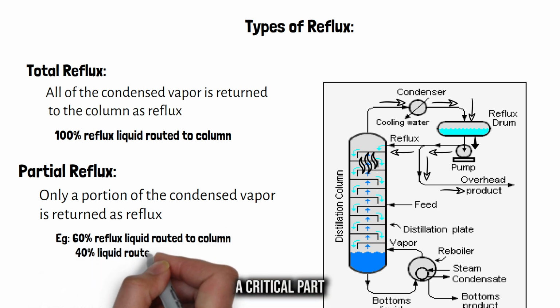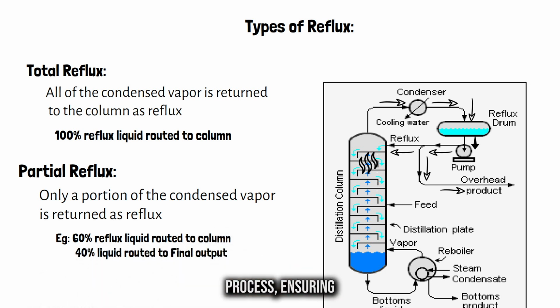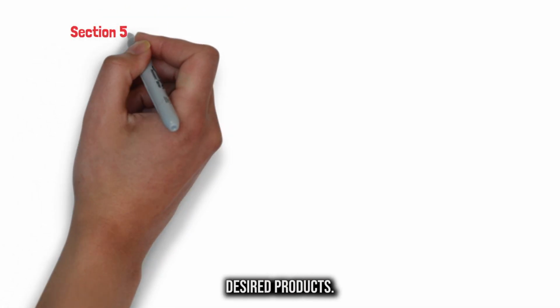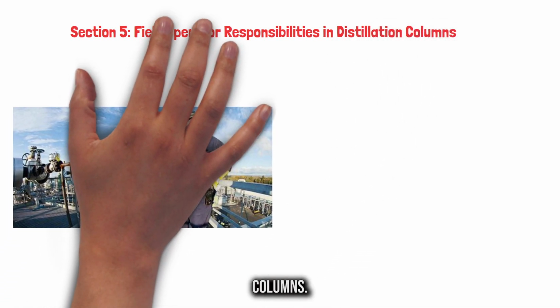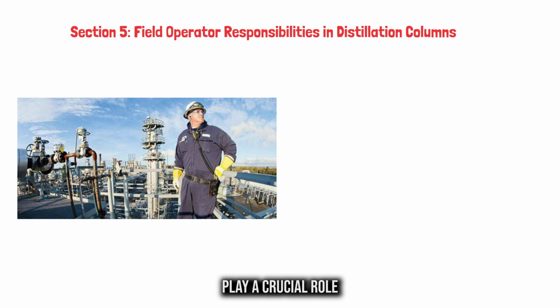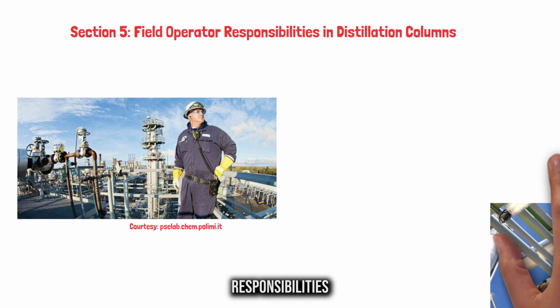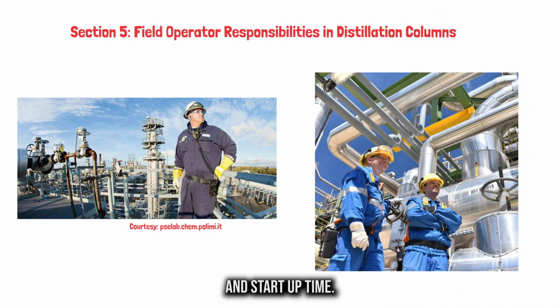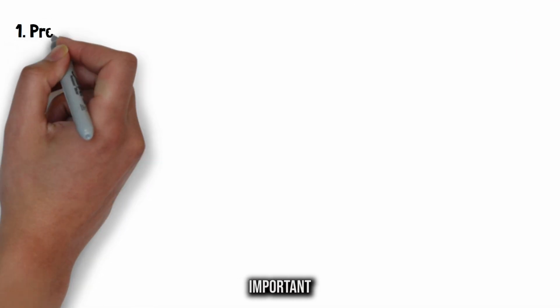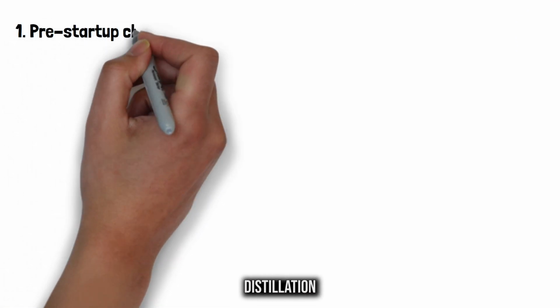Reflux is a critical part of the distillation process, ensuring effective separation and high purity of the desired products. Section 5. Field operator responsibilities in distillation columns. Field operators play a crucial role in the operation of distillation columns. Their responsibilities are very important for every shutdown and startup time. So, I've listed down the field operator's 5 important procedures for working on distillation columns.